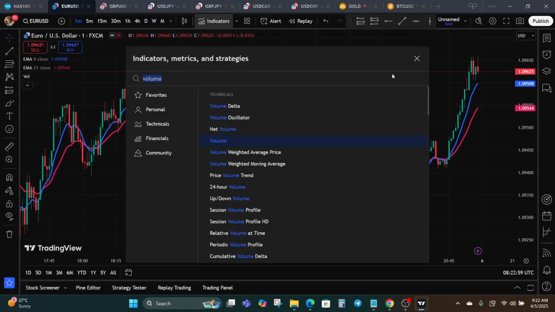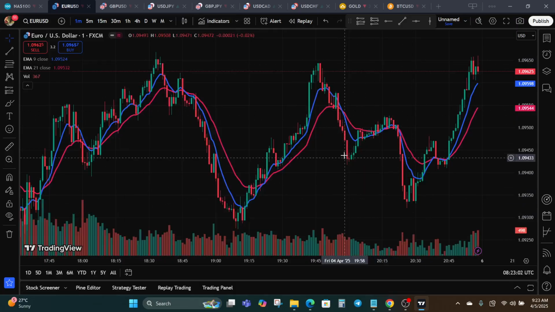Remember that when volume backs a particular move, there is a high chance of that move playing out, right? If there is an increase in volume when price is surging in a particular direction, there is a chance that that particular move might at least continue for a little while.